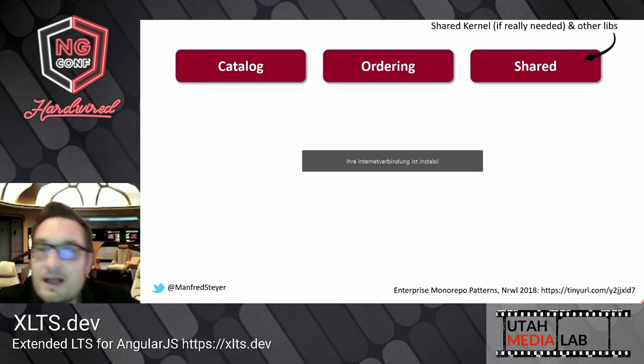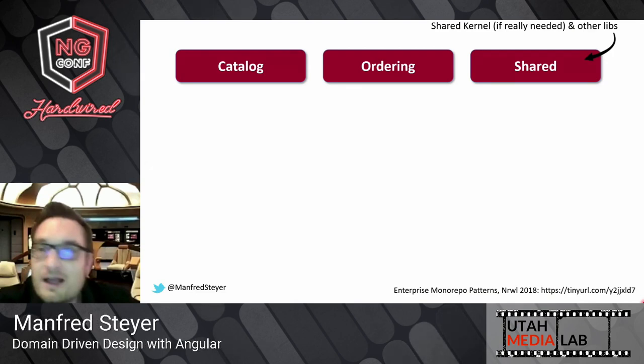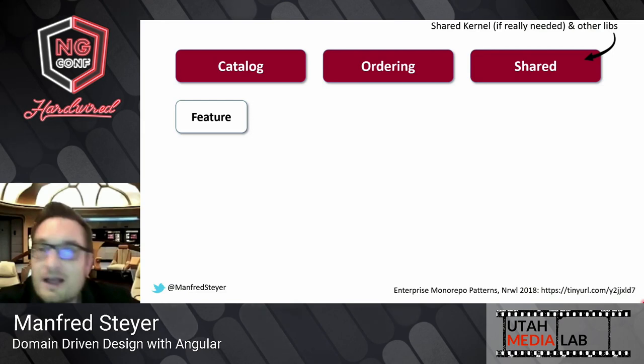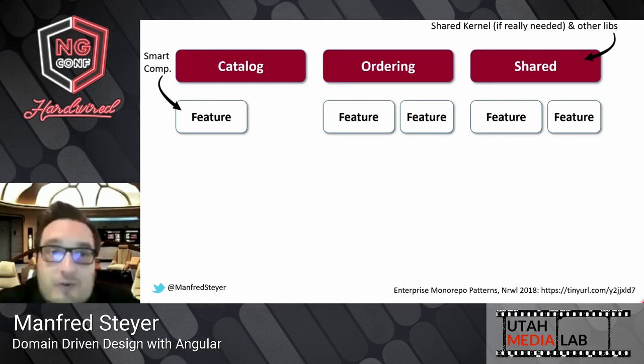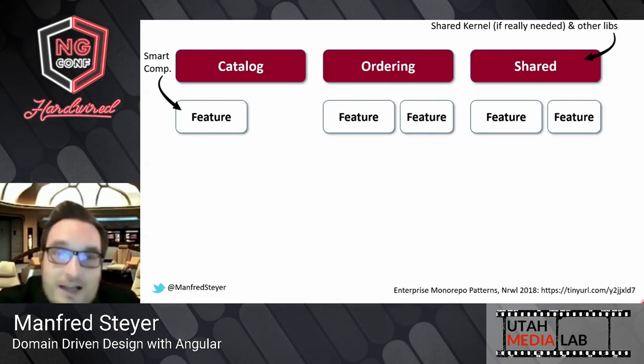After that, I can fill all my folders with some libraries. And the people at Nrwl defined several categories of libraries. One category is the feature library. A feature library is a library consisting of smart components. A smart component knows about your use cases. It knows about your processes. It knows how to help the user to accomplish a given goal. That means those components are quite specific.